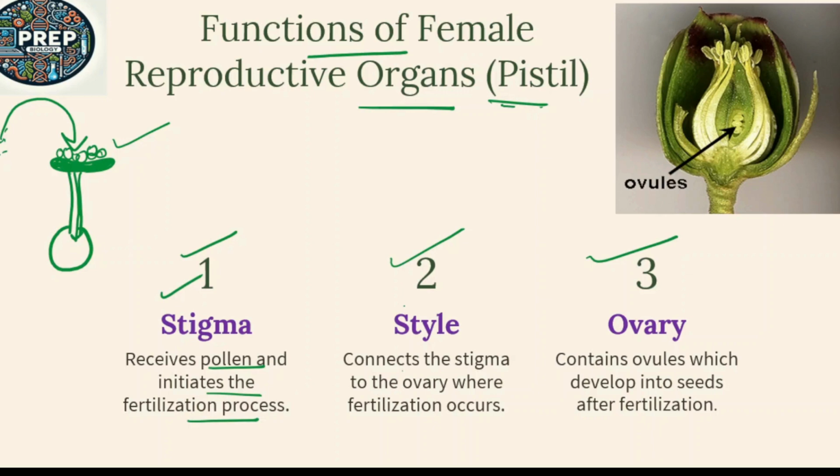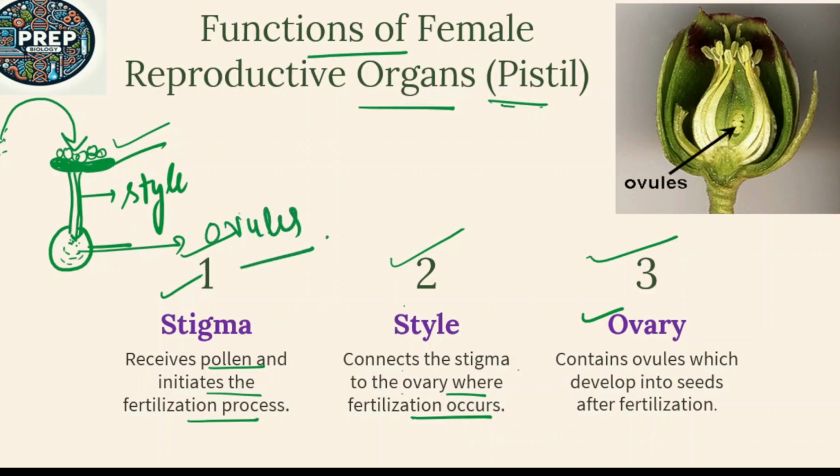Now the style. The style connects the stigma to the ovary, where fertilization occurs. So this is the style part, which connects the stigma and the ovary. And this is the ovary, and inside the ovary we have a number of ovules. Look at this picture. Inside the ovary we have a small number of ovules. The ovary contains ovules which develop into seeds after fertilization. Is it clear to you all? I hope this is clear.